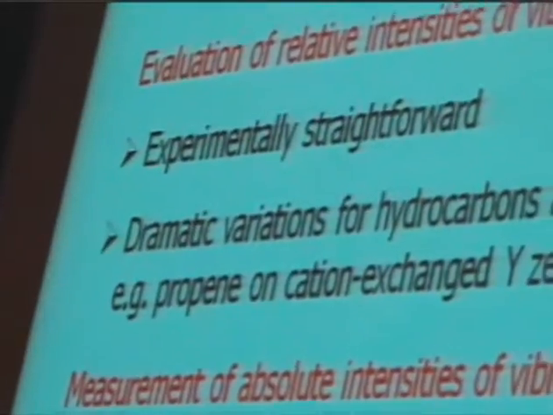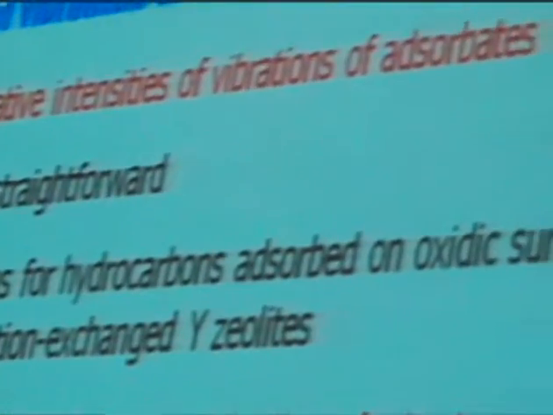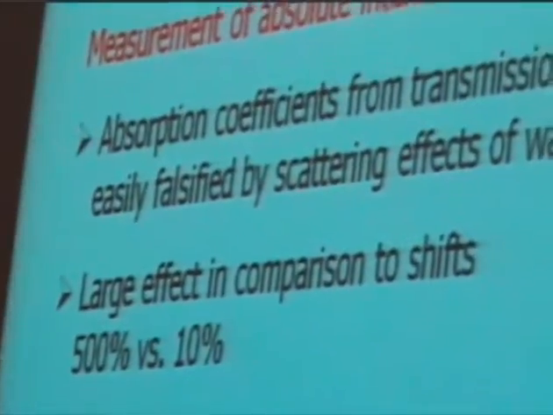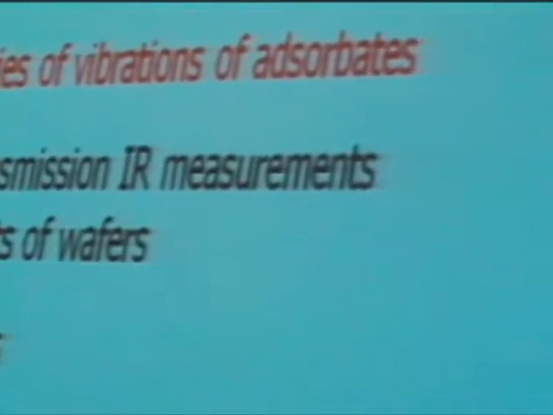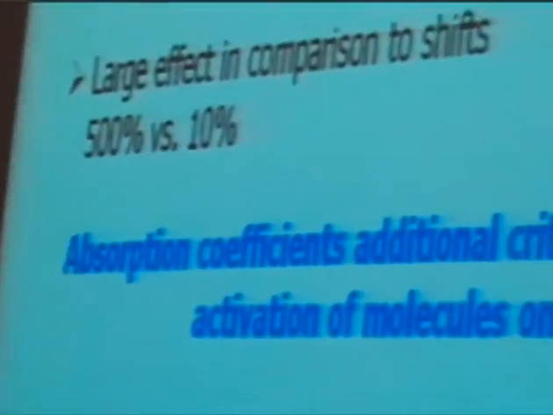With that, I would like to conclude. We have seen that the intensities of vibrations of adsorbates depend quite strongly on the adsorbent. It is relatively easy to do an assessment of the relative intensities of vibrations, experimentally straightforward. One just has to adsorb the molecule and look at the intensity distribution. I think a good example here was the propene on these three different zeolites with the different cations.